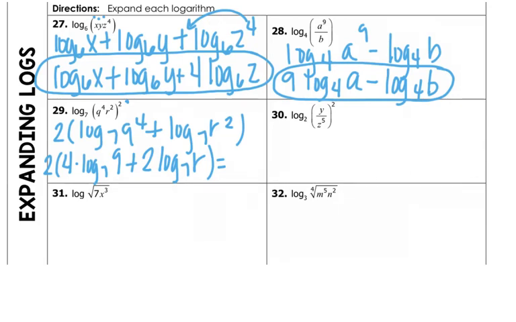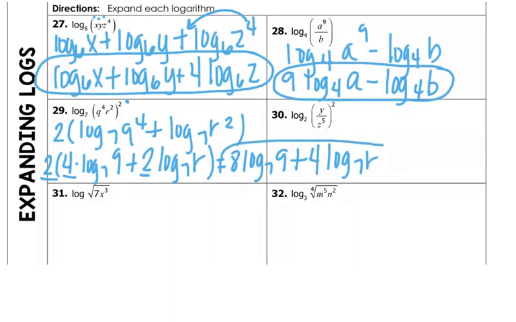Okay, so we're going to say 2 times 4, and we're going to say 2 times 2 here. So our big numbers are what you're multiplying. The log base 7, 9, and log base 7 r, ignore that, okay? We can only multiply the big numbers. So your answer is going to be 8 log base 7, 9 plus 4, because 2 times 2 is 4, log base 7 r. And there's nothing else we can do to it, and so that is your final answer.